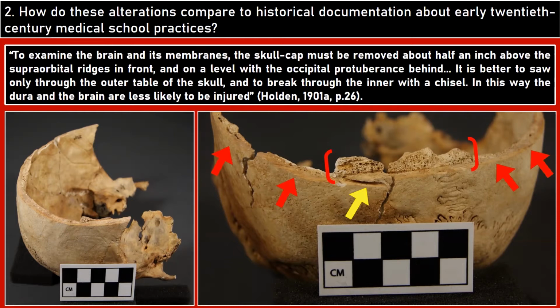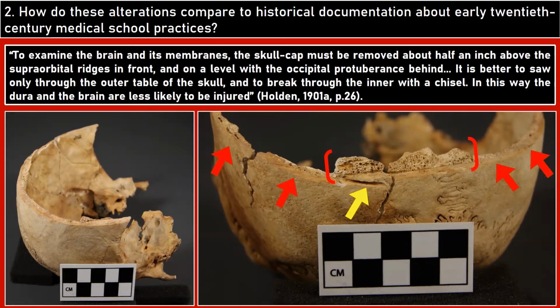The location Holden is describing for removal of the skull cap is slightly higher in this example, but it is pretty accurate with what Holden is describing. Of more interest, he mentions that the inner table of the skull, which is the layer of the cranial bone closest to the brain, be broken through with the use of a chisel, as this protects the brain structures from being damaged. This is exactly what we see occurring in this example.